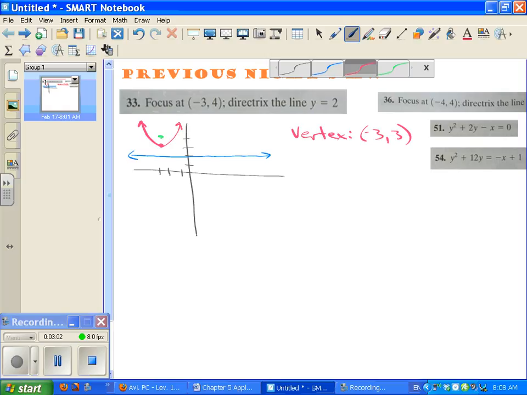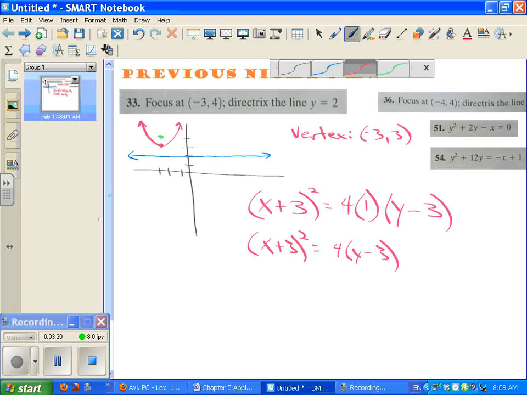X squared. It's an x squared type. So this is going to be x minus this x, which is -3, squared equals 4a. What's a here? That's the space between the focus and the vertex, 1, times y minus 3. X plus 3 squared equals 4 times y minus 3. Not too bad.